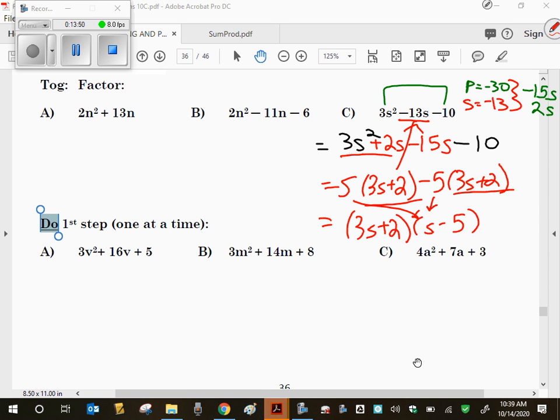So sum product, create a grouping question, make the 3 terms into 4 terms, and then do the grouping question. Okay, let's do one step at a time. In A, just tell me what the sum product is. One step at a time. Here we go.